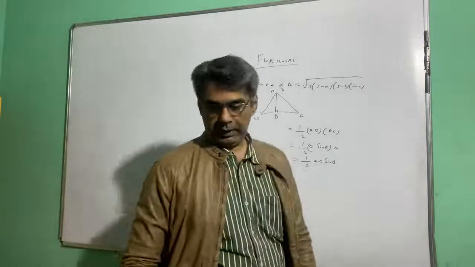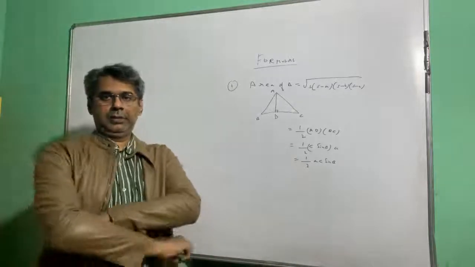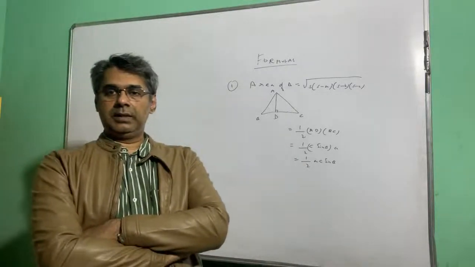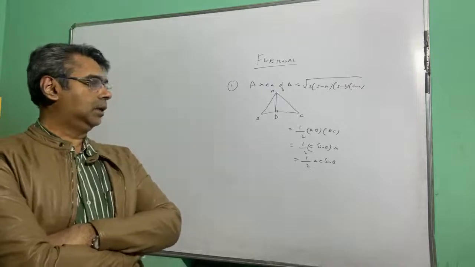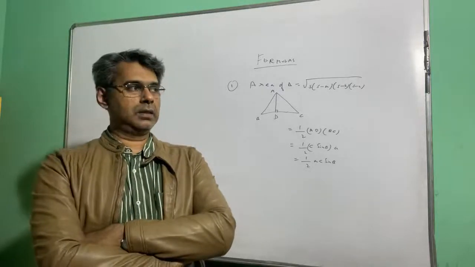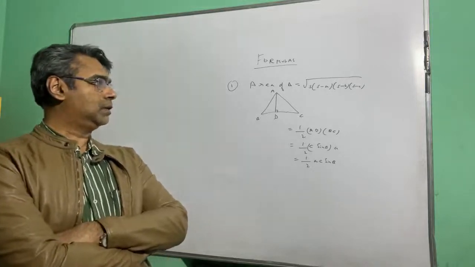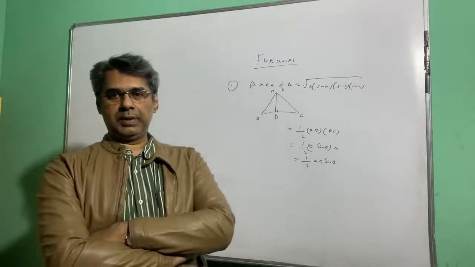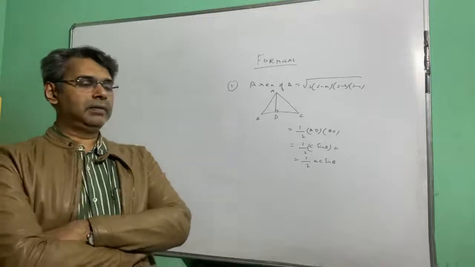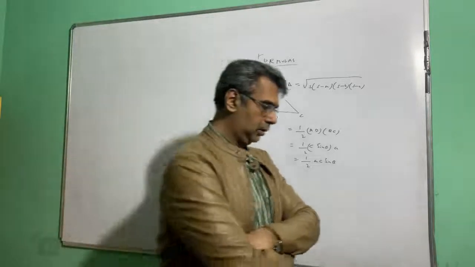So the very first formula of this chapter: we already know that the area of a triangle is root over s into (s minus a) into (s minus b) into (s minus c). That is a formula which is pretty well known. By the way, we will discuss the proof of this formula also.